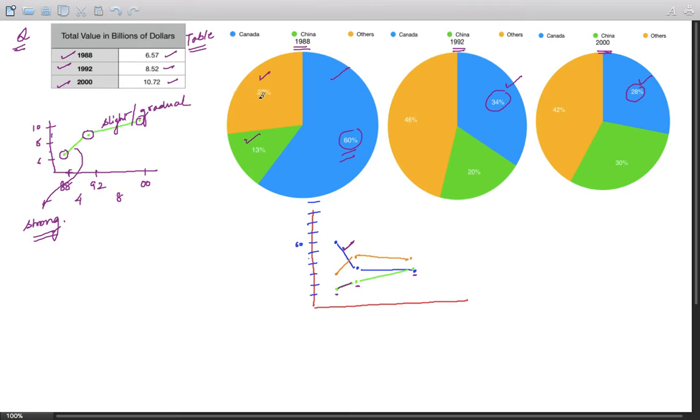Let us come to the other countries in this color. There is firstly a sharp increase during the first 4 years, from 27% to 46%, and then there was a marginal decrease or a slight decrease in the next 8 years. So from 46% to 42%.